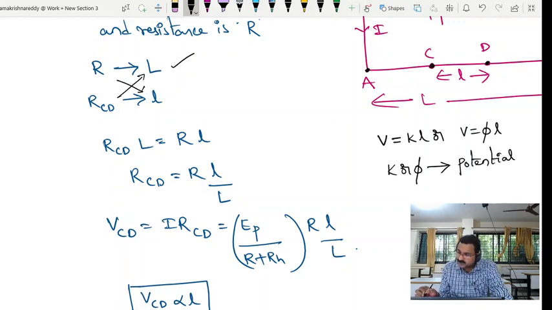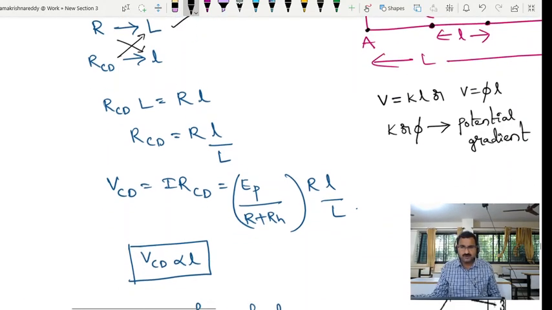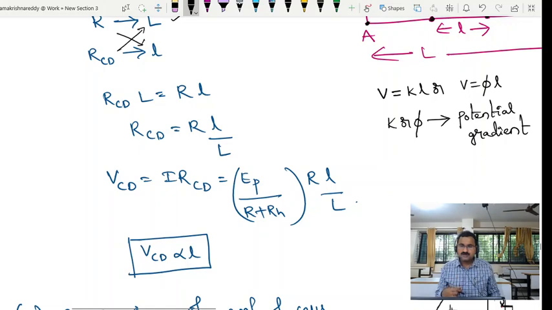Potential gradient is nothing but potential divided by the distance, or length. So V equal to K L we can write, or V is equal to phi L also. The symbol is different, so K or phi you are using commonly, no problem about that. And the general formula, by using this also we are giving there.